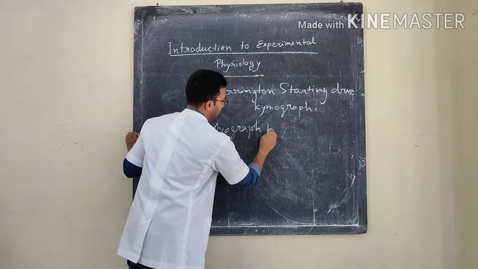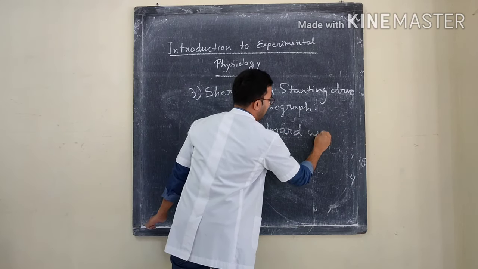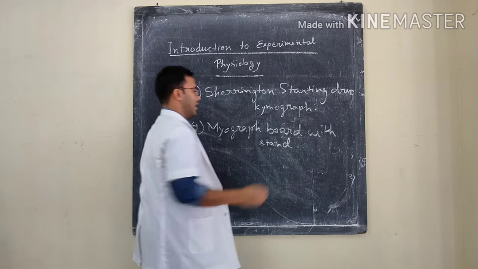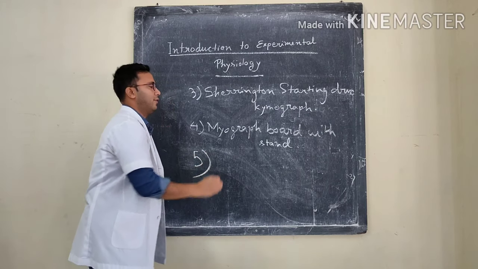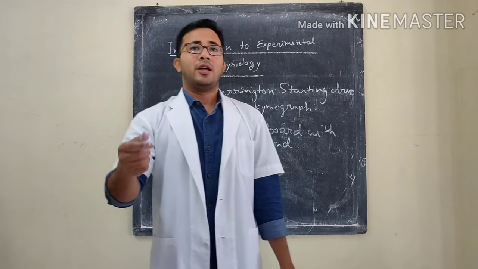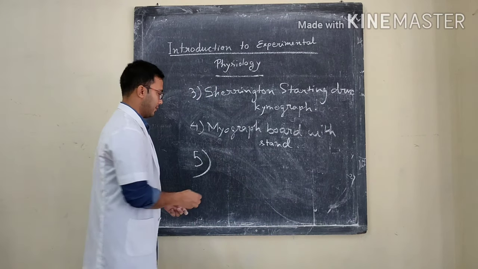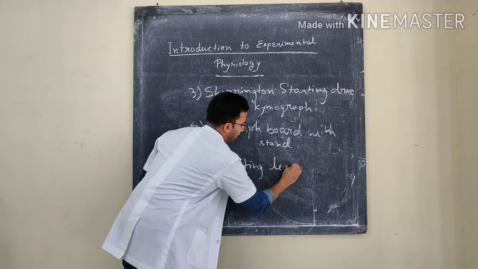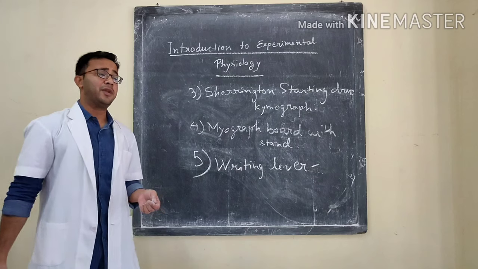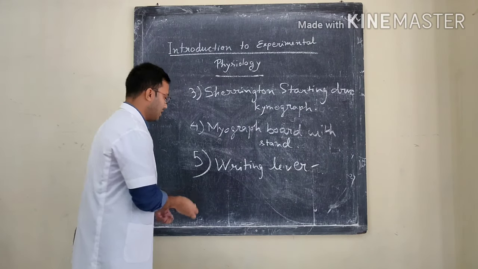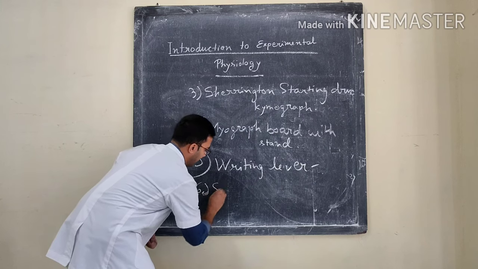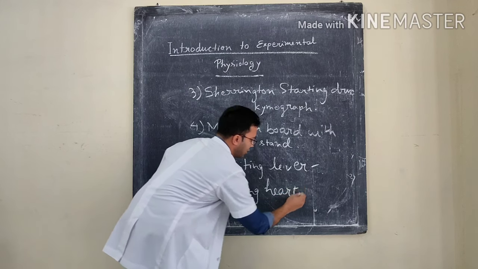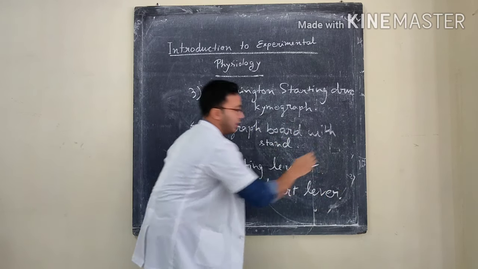Then the next instrument is the myograph board with stand, and that is an adjustable stand. Then the fifth one we will use is the writing lever. Here in our lab we will use the simplified writing lever. The next one is the Stirling heart lever. For any cardiac tissue preparation, for recording the contraction of the cardiac tissues, we use that Stirling heart lever.